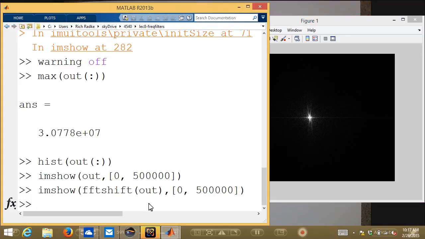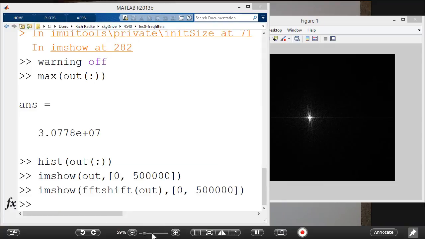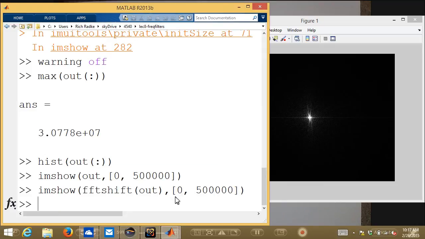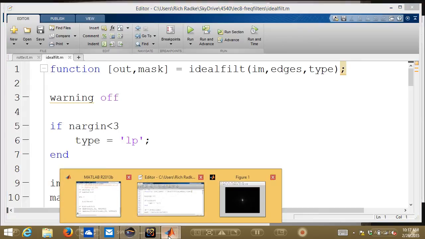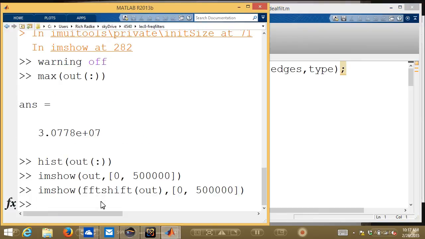Okay, so let's go back to my filter, and I have to remember what I defined this filter to be. Basically it takes an image as the input, and then I specify some band edges, and I say what type of filter I want. So I'm going to make myself an ideal filter.